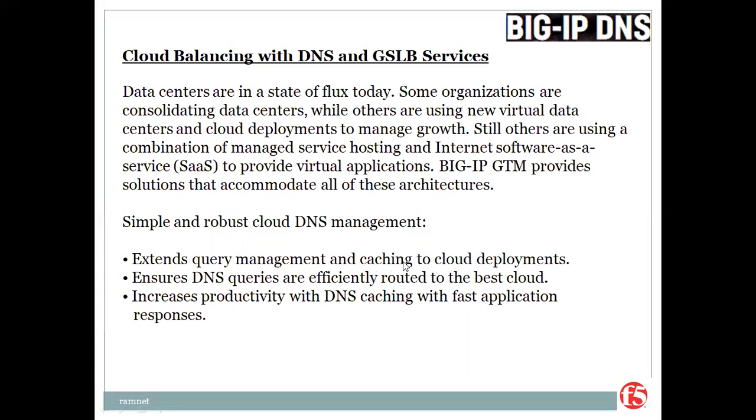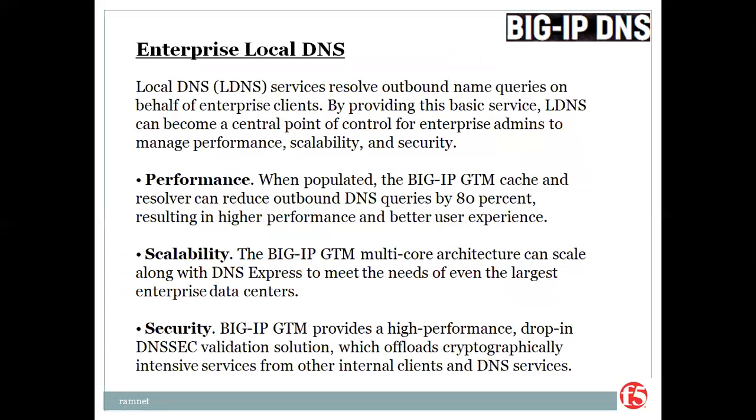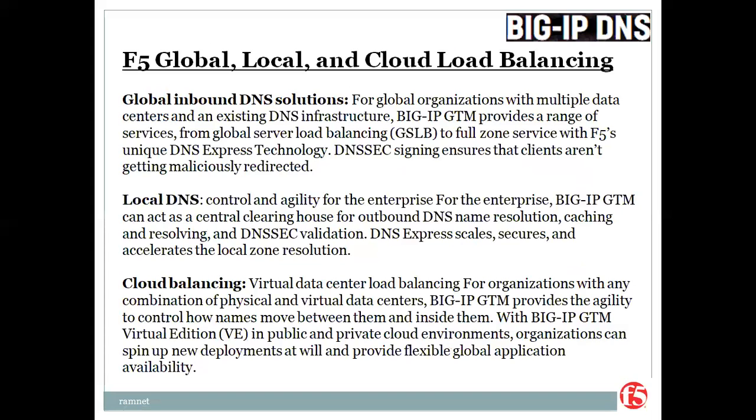It extends query management and caching to the cloud deployments, ensures DNS queries are efficiently routed to the best cloud, and increases productivity with DNS caching and fast application responses. These are the places the GTM can be deployed in cloud balancing. What have we seen? We have seen these three: global inbound DNS solutions, local DNS, and cloud balancing. Three environments where we can install the GTM.